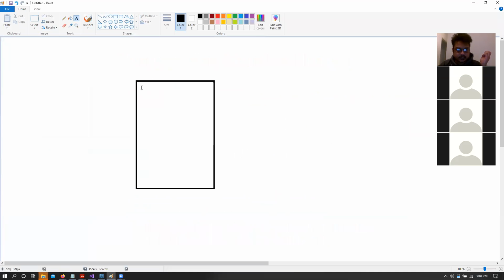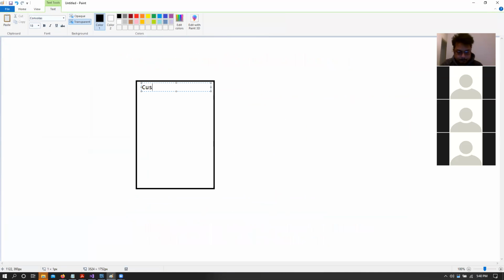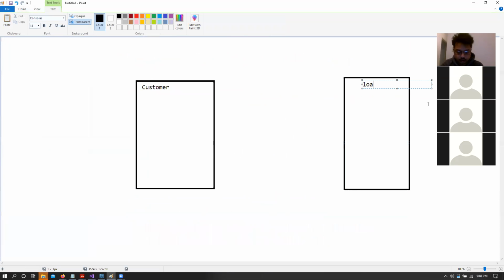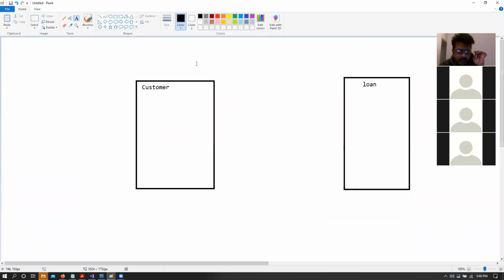So let's say that this was the customer table, and this was the loan table. And this would be a many to one relationship of borrower. If we had, let's say, a single connector here, and let's say, yeah.